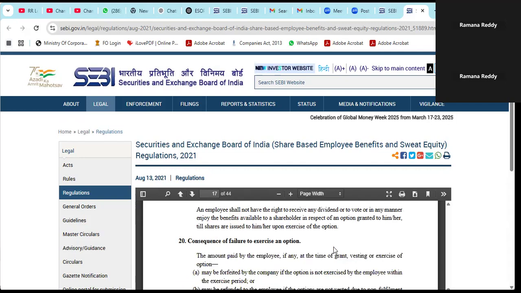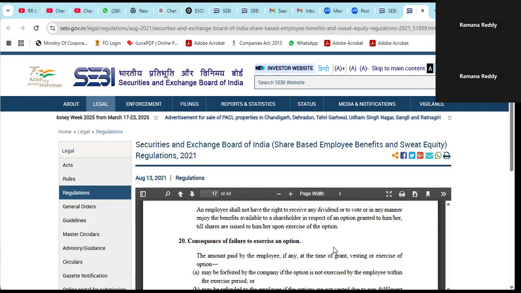What are the consequences of failure to exercise an option? Suppose the employee forgot or failed to exercise his option during the given time, what will happen? The amount paid by the employee, if any, at the time of grant. Is it mandatory to pay the amount at the time of grant? No. Some companies will fix some minimum amount, but it is not mandatory.